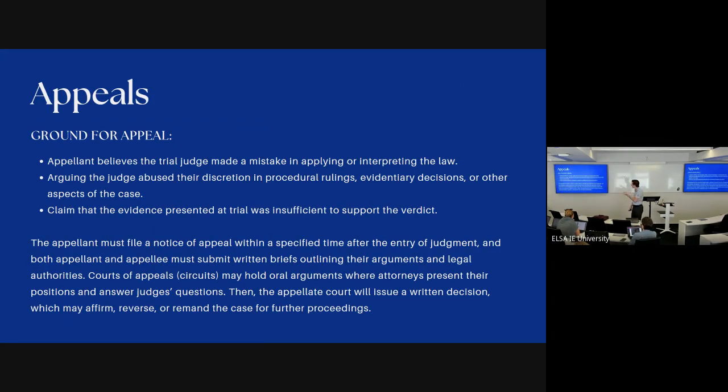And there's appeals. The losing party, what we would call the appellant, believes that the trial judge made a mistake in interpreting the law, or you can argue that the judge abused their discretion in procedural rulings. For example, if somebody objects to a piece of evidence and it gets excluded, if you think that was procedurally incorrect and really altered the outcome, you could claim that. Or you can say that the evidence presented at trial was insufficient to even render a verdict and that this verdict should be overturned. Usually, you're going to be arguing, number one, that there was a mistake in the interpretation of the law.